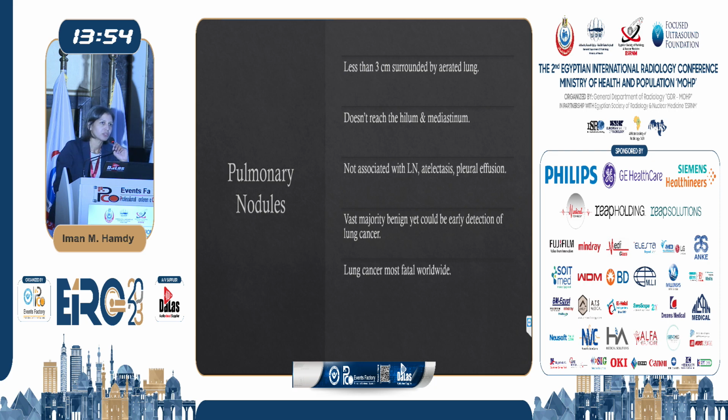By definition, a pulmonary nodule is an opacity less than 3 centimeters surrounded by aerated lung, not reaching the hilum or mediastinum. The vast majority are very small, sub-centimetric and less than even 3 millimeters. However, the suspicious one, or the one that will develop later on into lung cancer, it's very important to detect it, since it will make a great difference in the management of the patient in early treatment.